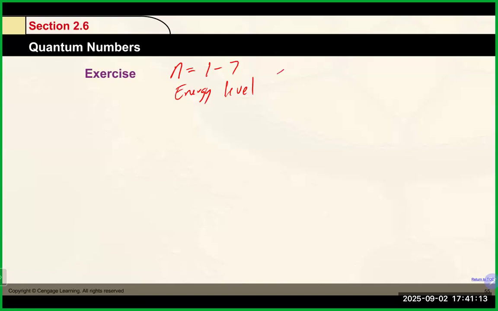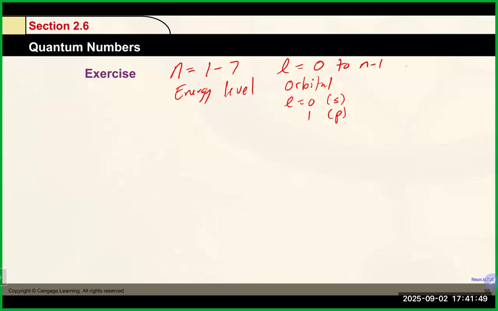We also have l, the angular momentum quantum number. l has values of 0 to n minus 1, all whole numbers. For the most part, it tells you the type of orbital you are dealing with. For example, last time we saw that an l value of 0 represents an s orbital, and an l value of 1 is the p orbital, and so forth.